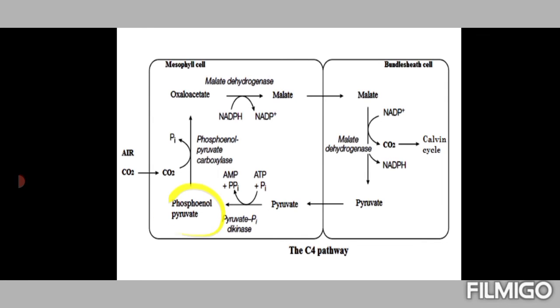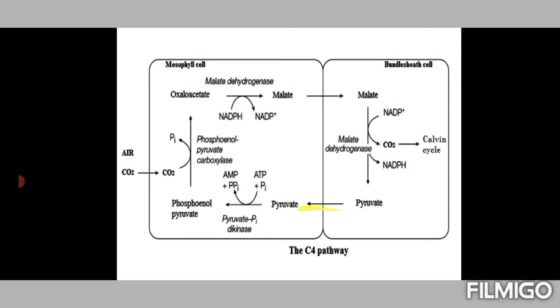Phosphoenol pyruvate accepts carbon dioxide, one molecule of carbon, and it gets converted to oxaloacetate. So oxaloacetate, then malate with the help of malate dehydrogenase. Then malate gets past the membrane of the mesophyll cell to reach bundle sheath cells, and in bundle sheath cells malate is divided. It releases carbon dioxide inside bundle sheath cells along with formation of pyruvate.